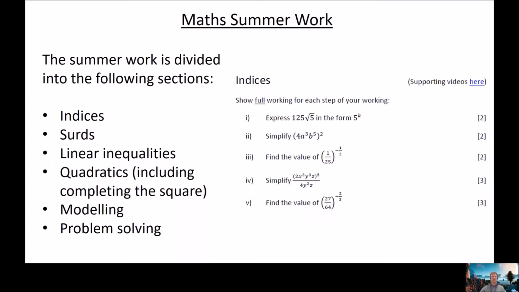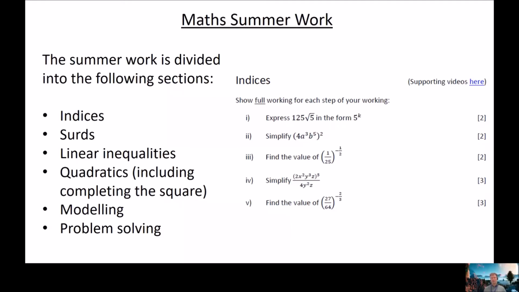So what we've done is we've divided the summer work up into a number of sections. We're going to start off with four sections of relatively routine, basic skills work. I've picked indices and surds, linear inequalities, and some work on quadratics. That'll be factorising, completing the square, graphs and so on. You can see on the right hand side there I've shown you the questions we've got on indices.